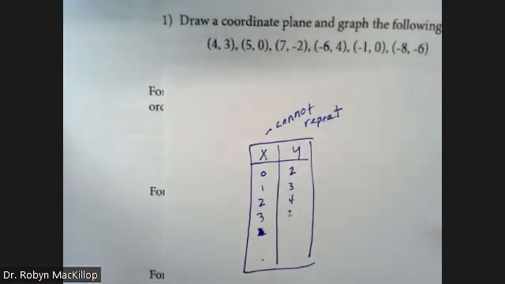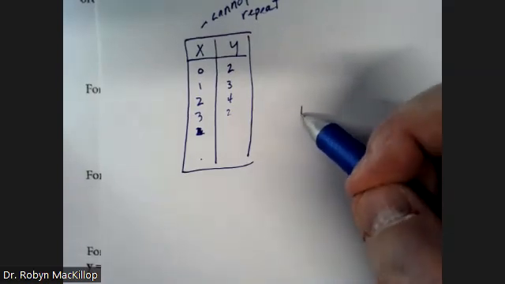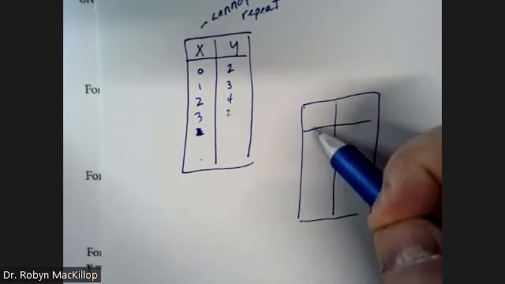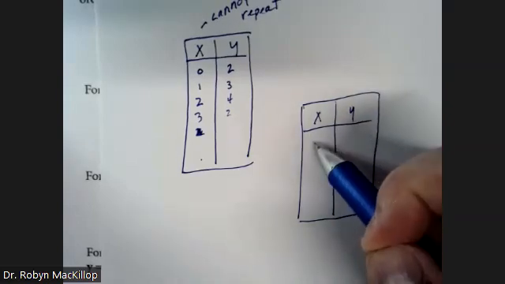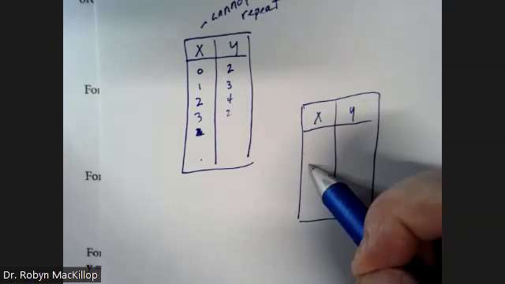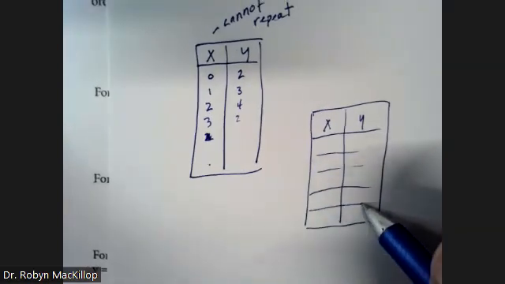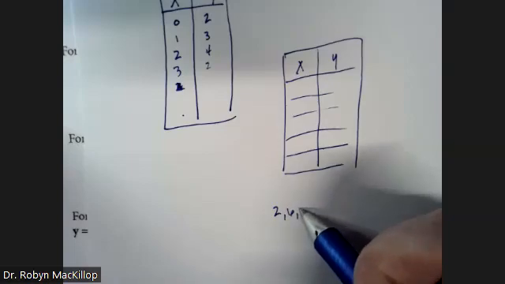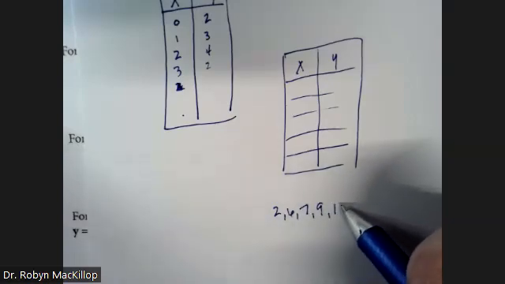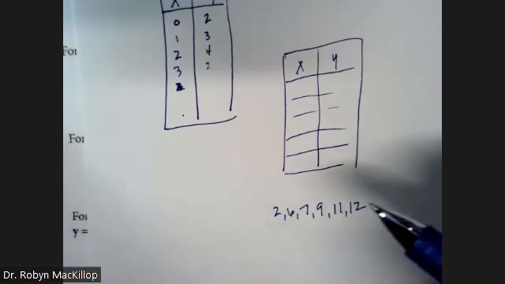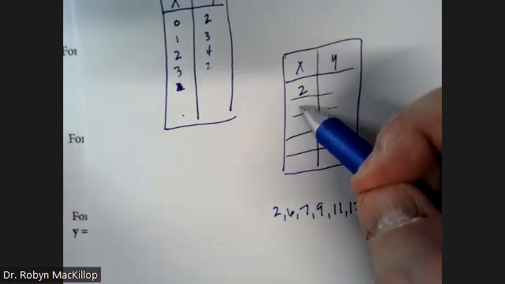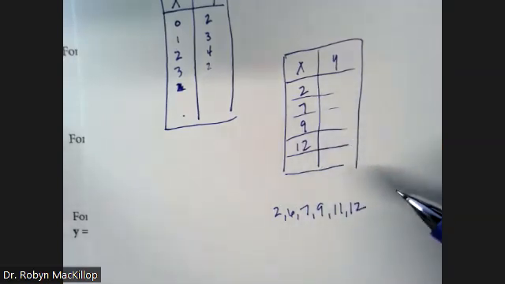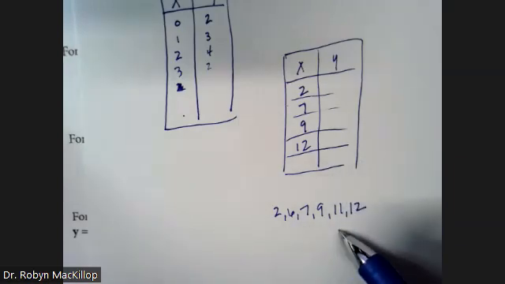There is a problem on the practice test that is not fun. They give you a function box. I'm not going to remember the numbers exactly. They fill it up, and then the last two are blank. And they give you a list of numbers, something like 2, 6, 7, 9, 11, 12. Last two boxes are empty, and they give you a list of numbers.